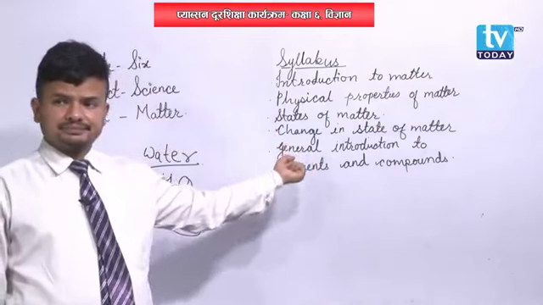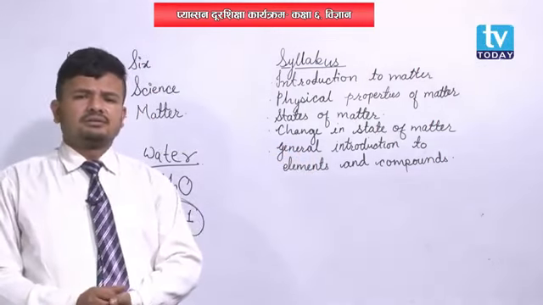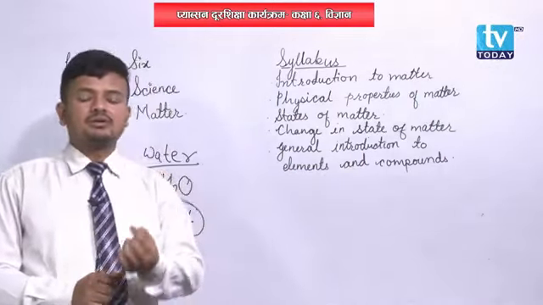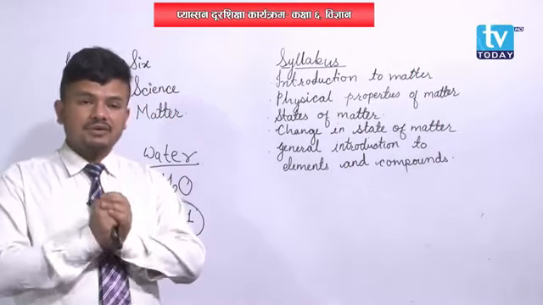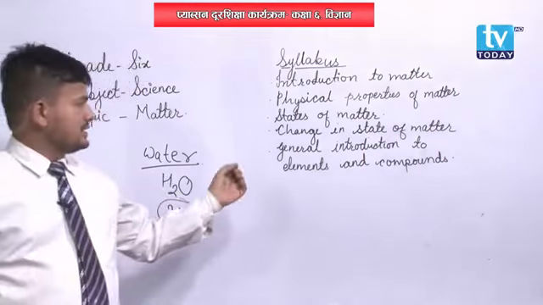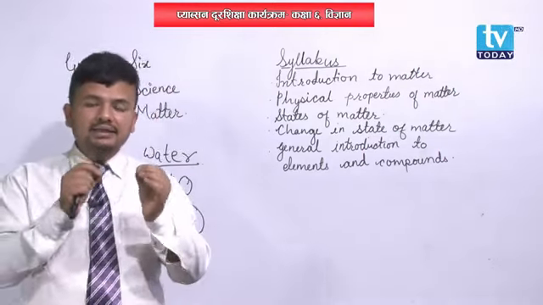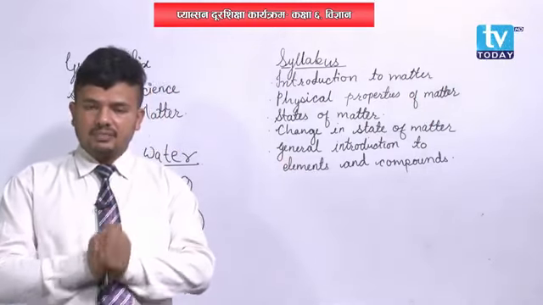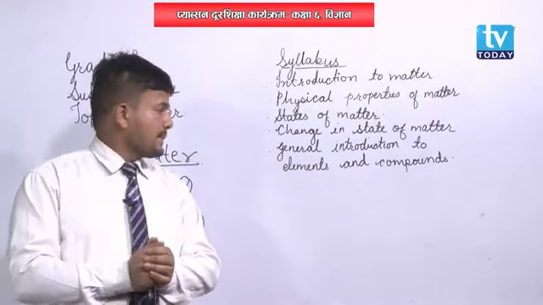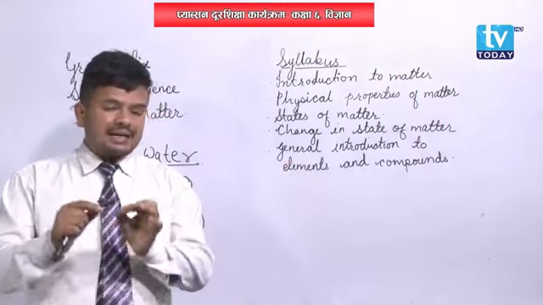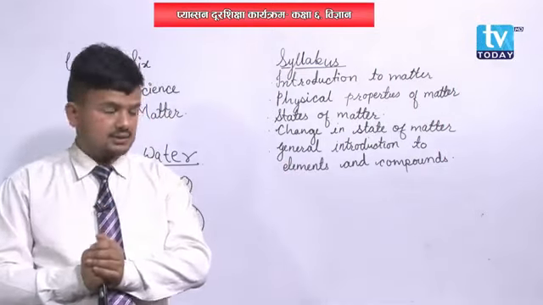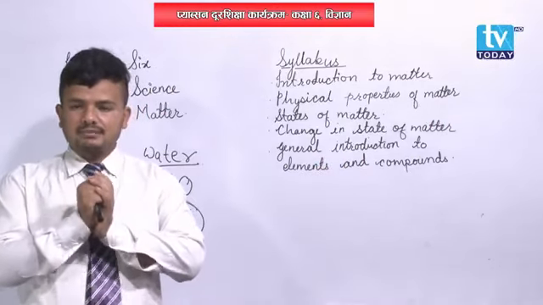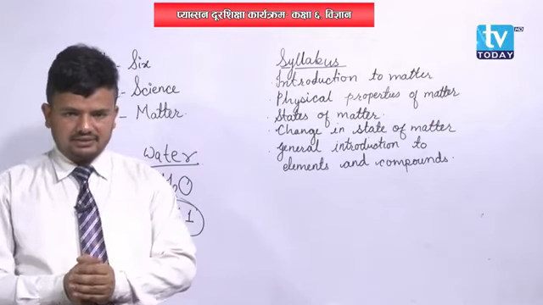So what you can see there: elements are pure substances formed by the same type of atoms. Compounds are also pure substances formed by the same type of molecules. Next, there are 118 elements, but there are an infinite number of compounds. Elements cannot be split or broken into smaller particles, but compounds can be split into elements, or into smaller particles.